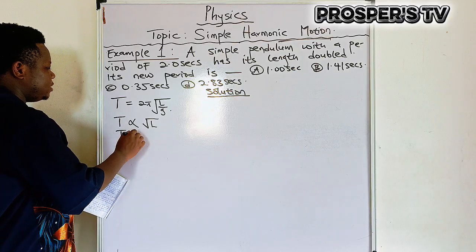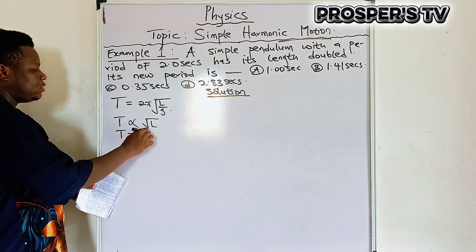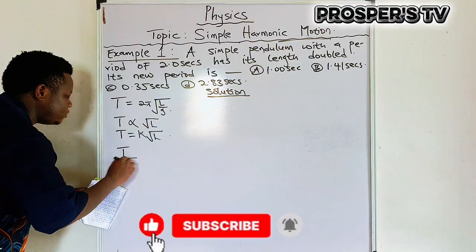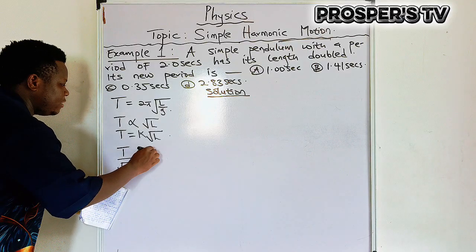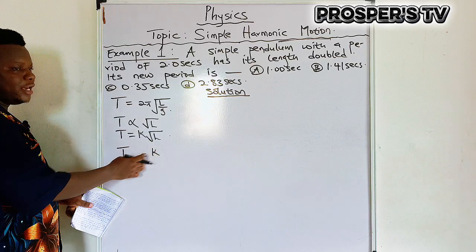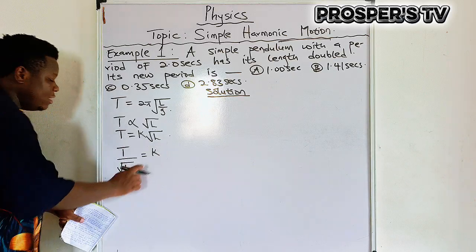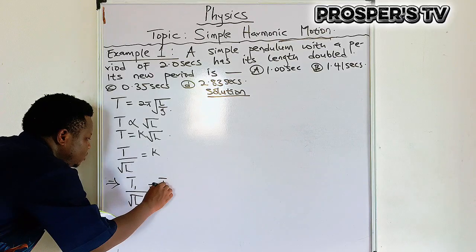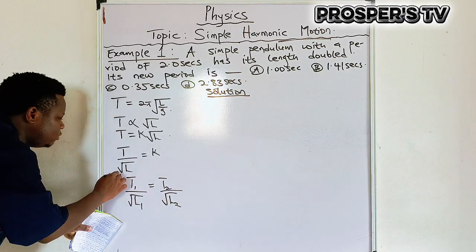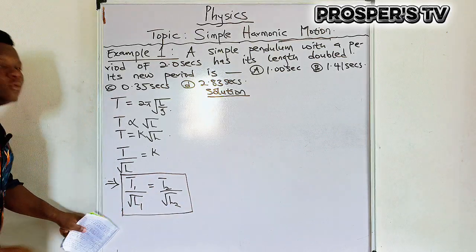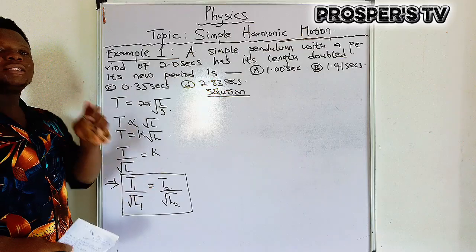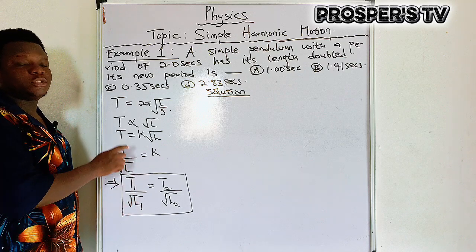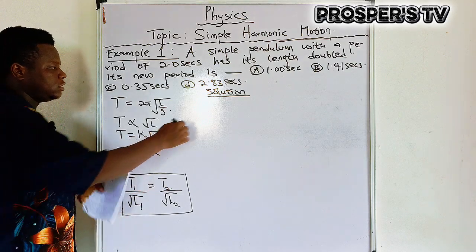So you can say, in mathematics, you change proportionality to equal to and introduce a constant, so T equals K root L. If you make your constant the subject of formula, T over root L is equal to K, which means this quotient is always a constant. It therefore implies that T1 over root L1 is equal to T2 over root L2. I would advise that we all memorize this formula. In subsequent questions, whenever you see a question relating period and the length of the string, just make use of this formula and you would be fine.